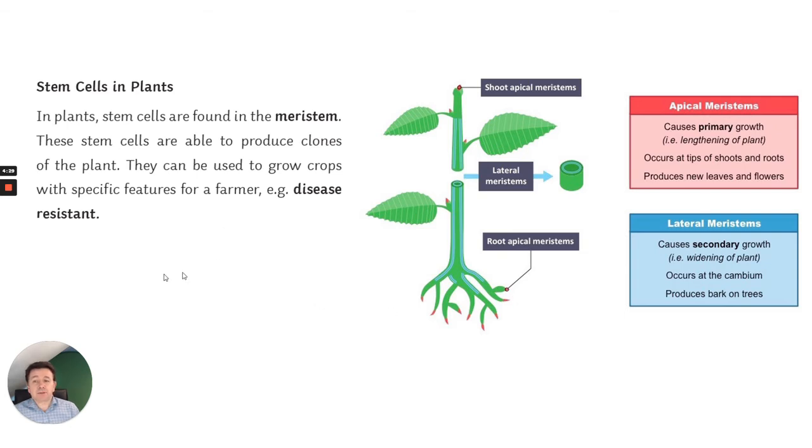So they're able to produce clones of the plant. They can be used to grow crops with specific features for a farmer. So, for example, disease resistance. So you could then develop a plant with disease resistance, then clone that plant through taking cuttings or doing something called tissue culture.